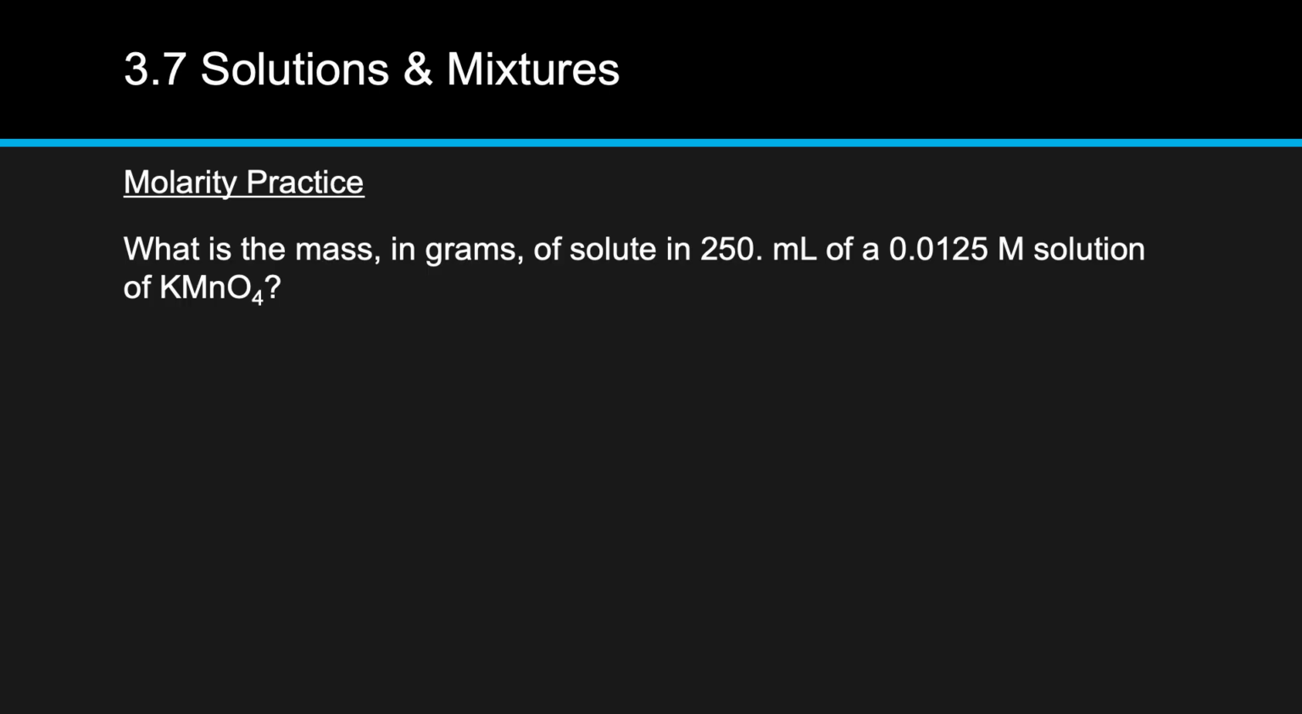What is the mass in grams of solute in 250 milliliters of 0.0125 molar solution of potassium permanganate? So we know our concentration equation is molarity equals moles over liters. Now we're specifically trying to solve for the mass of solute. And I know if I solve for the moles of solute, I can convert that into mass by multiplying by the molar mass. So we're going to solve for moles, which means our new equation is concentration times volume in liters.